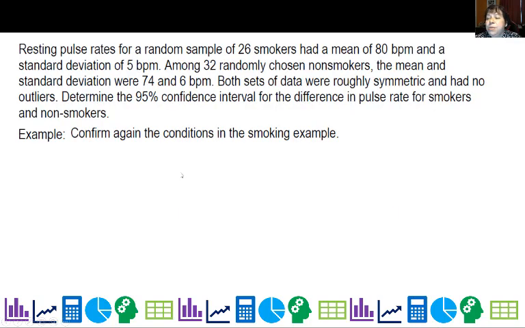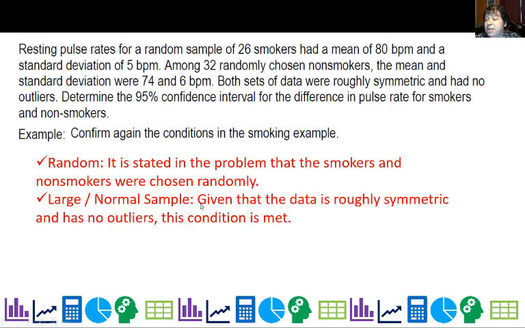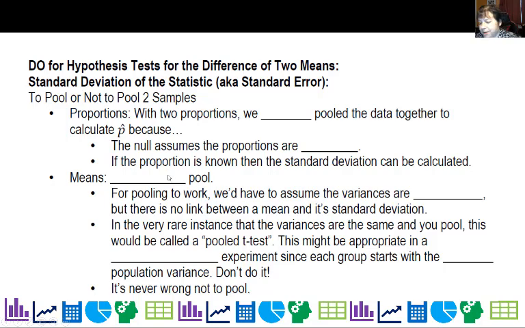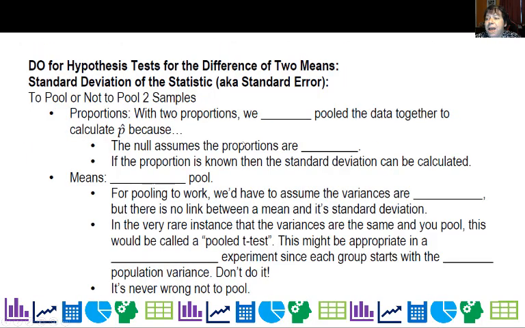All right, so we're just going to confirm again the conditions. As we said, it is stated that it's random. And the data, it's given that the data is roughly symmetric and there are no outliers. So they kind of gave us that one. So now let's get to the do part, the calculation.